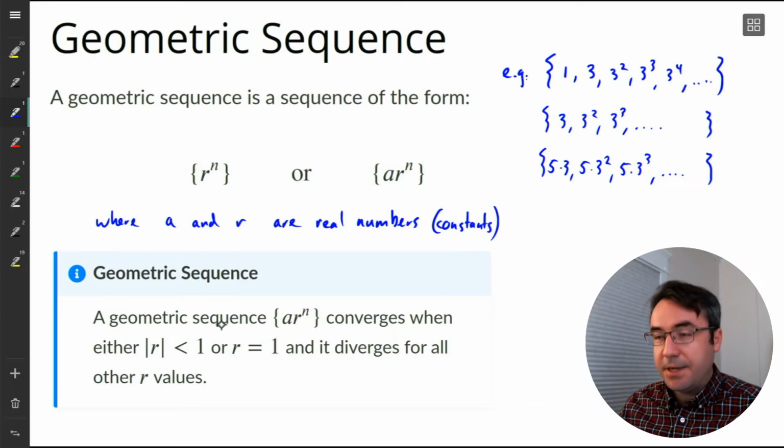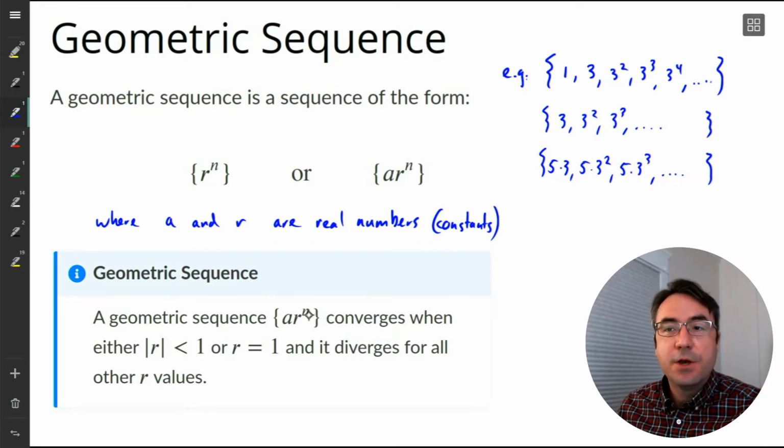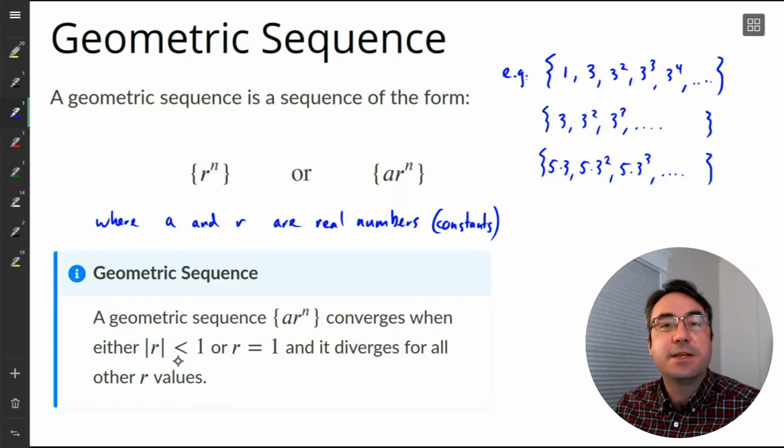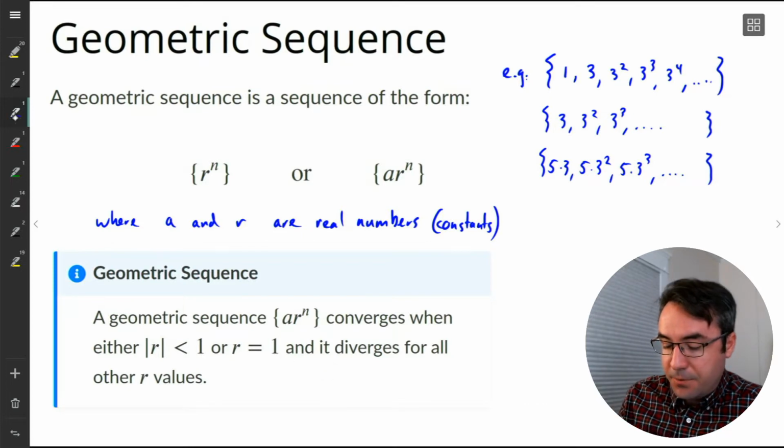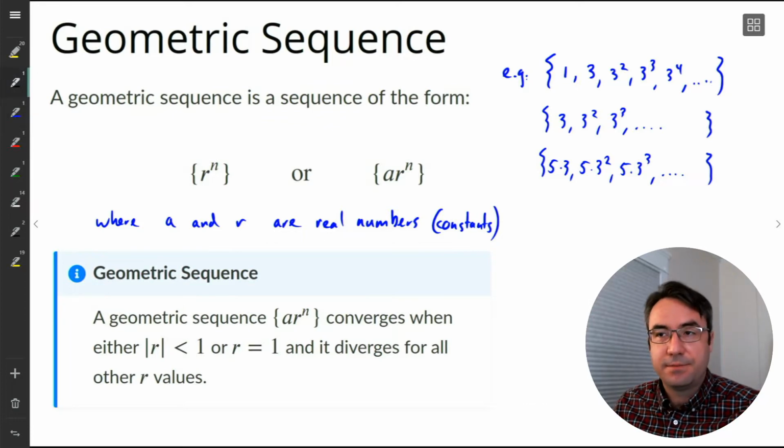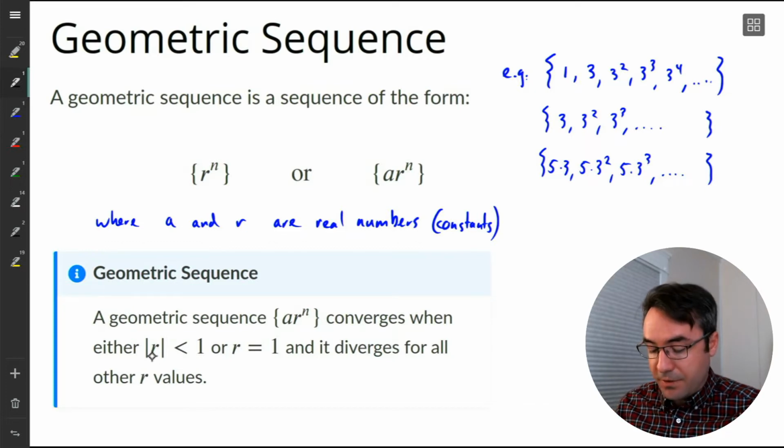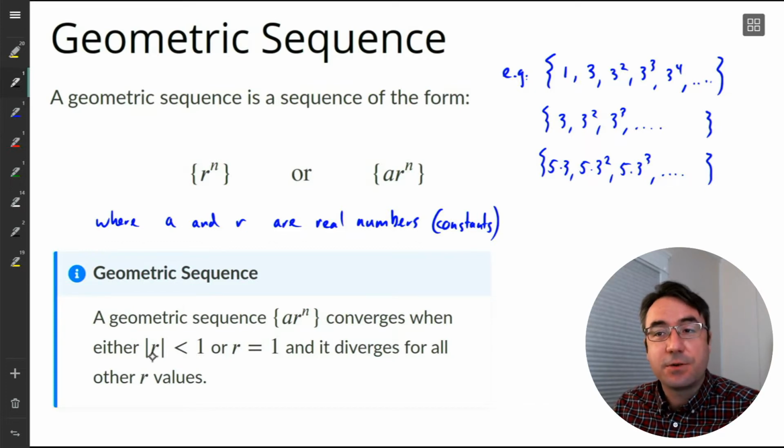And as we're going to see, a geometric sequence converges when either the absolute value of r is less than 1 or when r is equal to 1, and then it diverges for all other r values. The a value doesn't really do anything. So a could be anything, it doesn't matter for our convergence here. Really the only thing that matters for a geometric sequence is the r value.